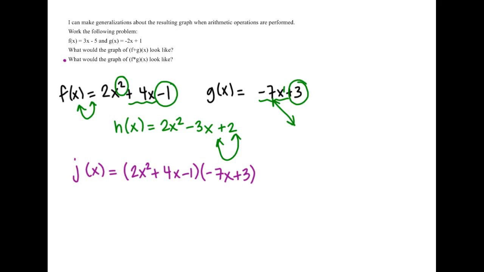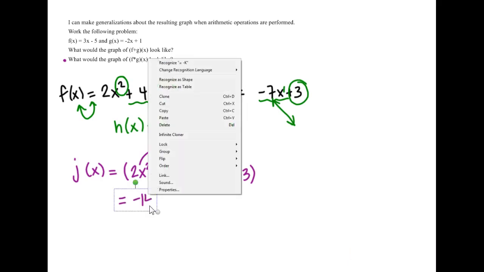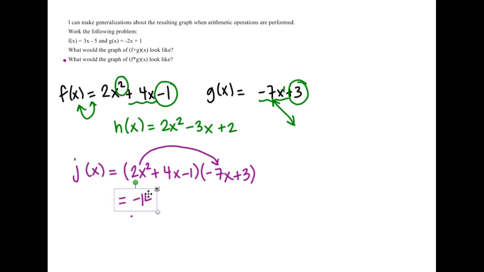But I do want some parentheses here, because each term in the first one has to be multiplied by each term in the second one. So I want to make sure that I keep good track of this. So I multiply here, 2 times negative 7 gives me negative 14, and then I see the x's, and so I have x multiplied by, let's see if I can get rid of this right here. Come on, go away.